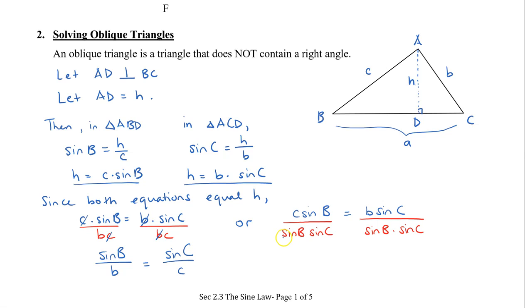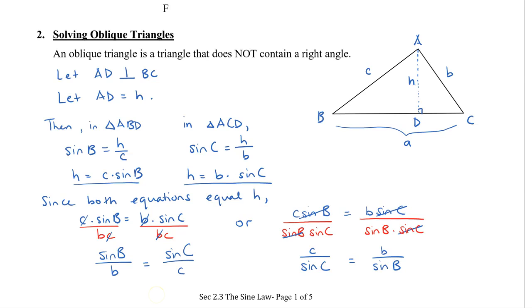And by doing this, I see that my sine B's will cross off on the left, sine C's will cross off on the right. So I'm left with little c over sine C equals little b, or side length b, over sine B. So you'll notice that that's similar to what I have on the left side here, except that the fractions have been reciprocated. So we can actually say that sine B over b equals sine C over c, and if we take the reciprocal of both sides, they will still be equal.